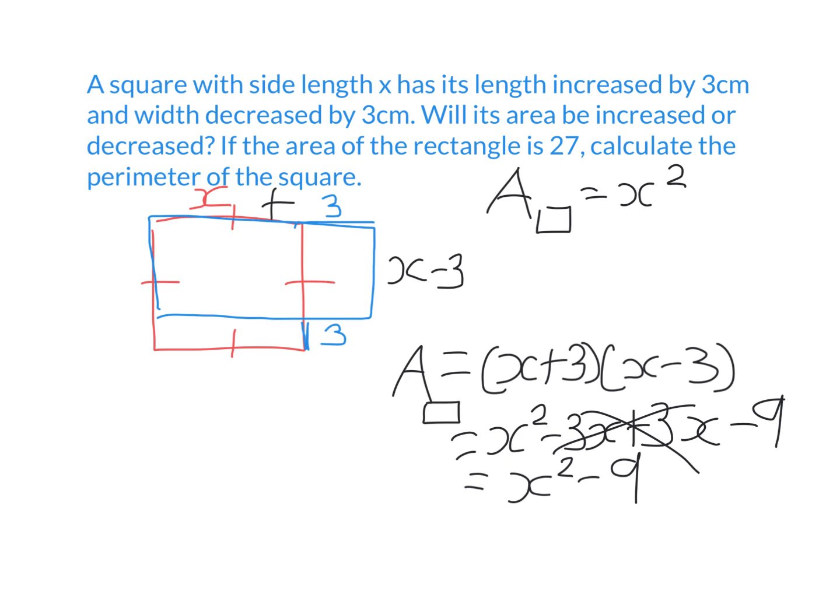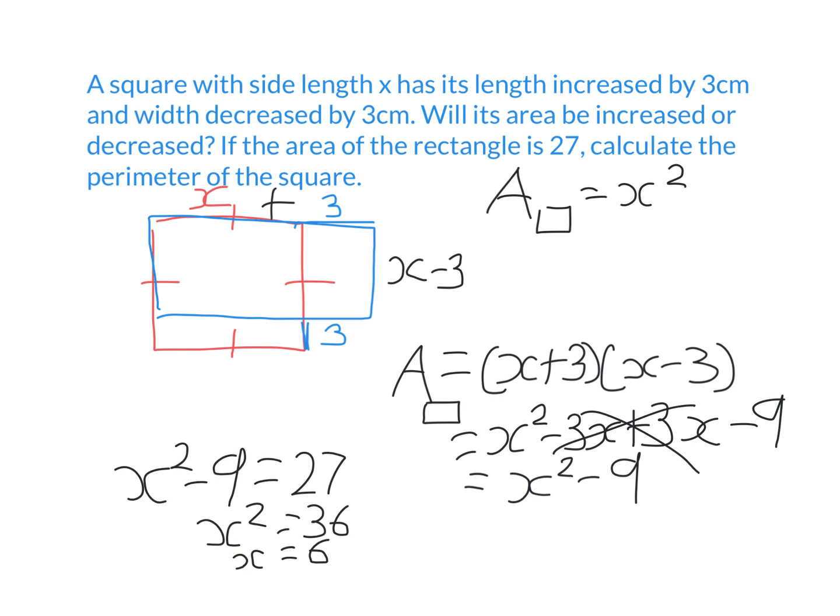So if the area of the rectangle is 27, what's the perimeter of the square? Well, to know the perimeter of the square, we need to know the side length of the square, and that's x. So we know the area of the rectangle is x squared minus 9, but we're told that the area is 27. So if we add 9 to both sides and then square root, we get x equals 6. That means the side length of the square is 6.